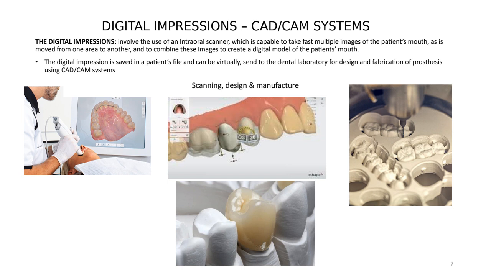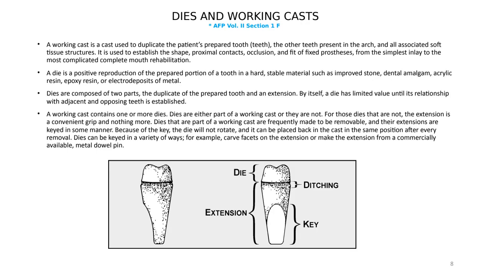So once we finish the restoration, mill it or whatever the case might be, we have a model where we can try our final restoration to see if we need to adjust the contacts, mesial, distal, or occlusal contacts, and also the margins, if the margins are good. So it's always good to have printed models to see how the final restoration fits after it's done. So a working cast is a cast used to duplicate the patient's prepared tooth or teeth.